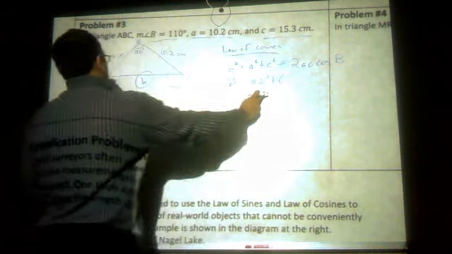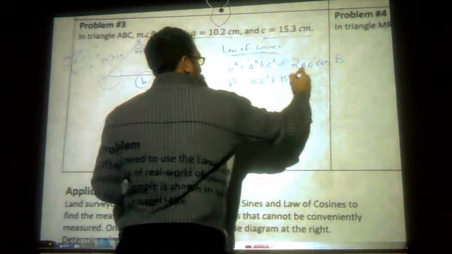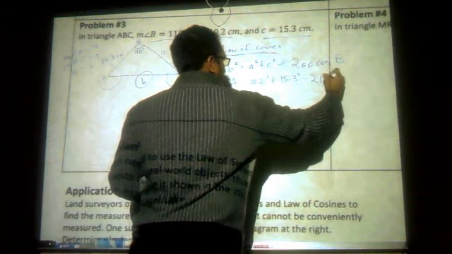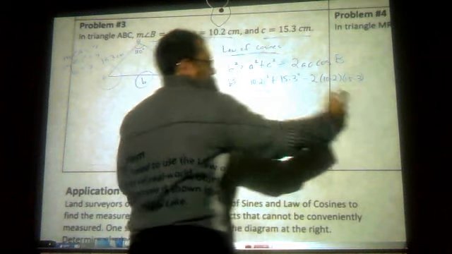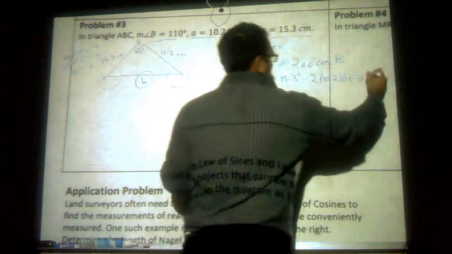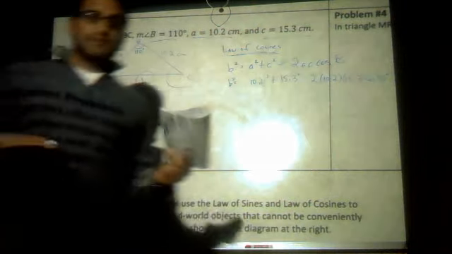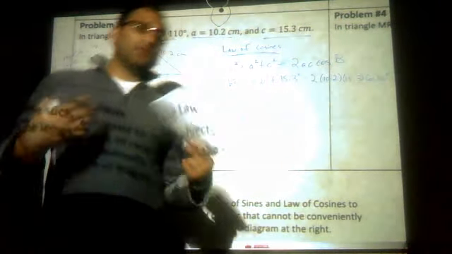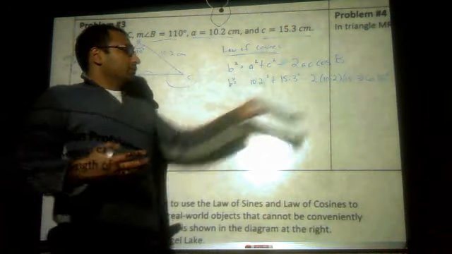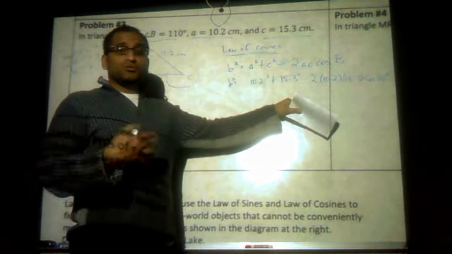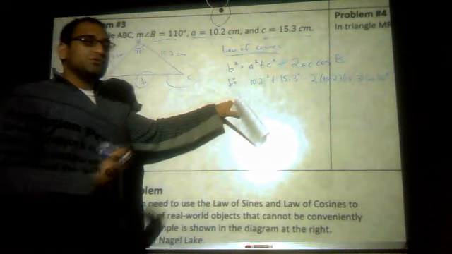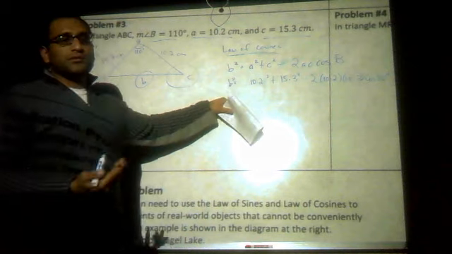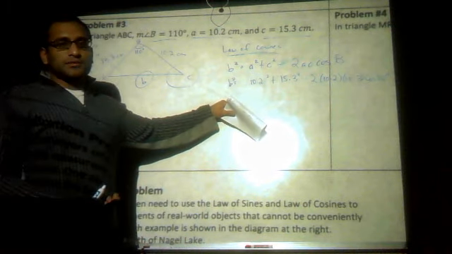So 10.2 squared plus 15.3 squared minus 2 times 10.2 times 15.3 times the cosine of 110 degrees. So this is where it gets tricky, because if you do not follow these steps by using your calculator properly, then you will screw up the answer. You have to show your work by walking through these steps. And if you don't show your work, then I'm not going to be able to give you credit for just a number that you put on a piece of paper.